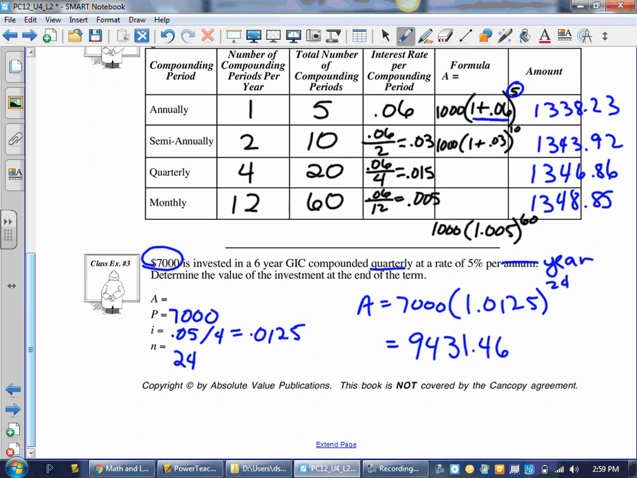$9,431.46. Okay, that's the total investment. How much was the interest actually that was earned? Well, that would be the difference between the two. So $2,431.46 for the actual interest that was earned, but the $9,000 is the amount that her investment is worth. Okay, turn the page.